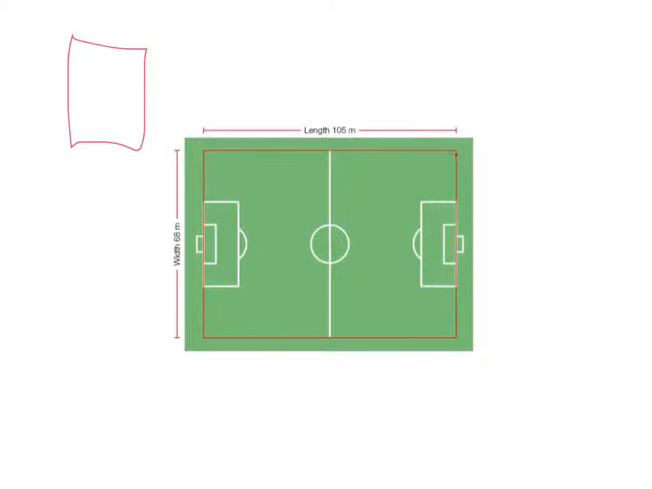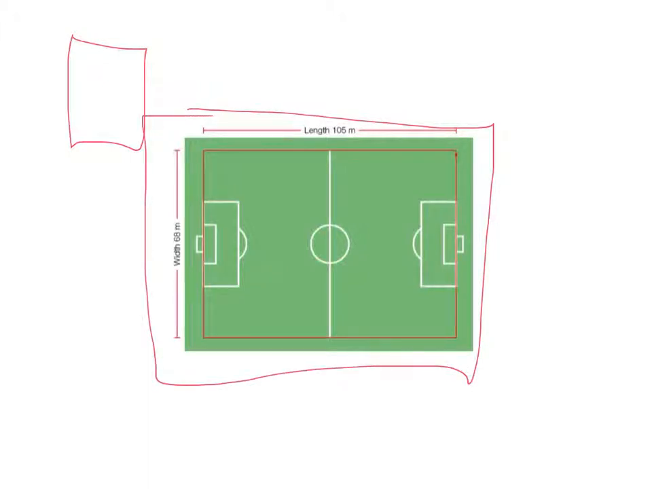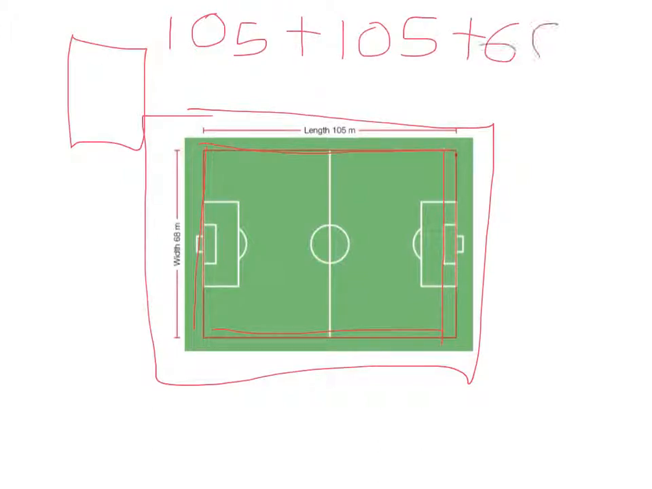Okay, a soccer pitch, which is what I'm showing you here. If you walked all the way around the soccer pitch, that would be the perimeter. So in order to find the perimeter of this shape, we would say, well, this length is 105 meters, and this length is 105 meters. The width is 68, and the width here is 68. So you would add up 105 plus 105 plus 68 plus 68, and then you would add them all together, which you can do with your calculator.